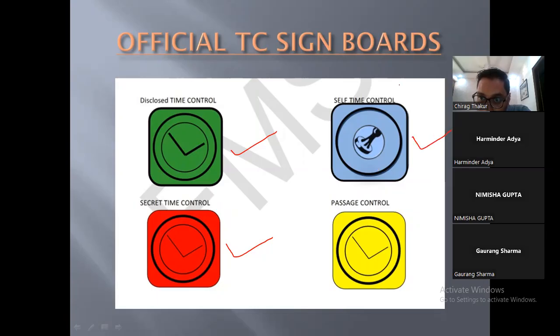This is a self time control. If there are loops in between the rally, this is a passage control actually. On this blue board you have to stop for the stamp on your time card, and then again keep moving. This is the passage control. Yellow board, it's a self control. There will be no official standing at this yellow TC. You just have to stop, take your time on the time card, and then again start moving.